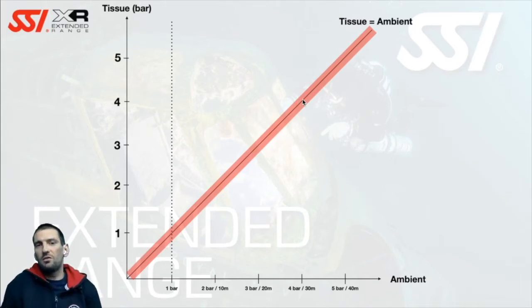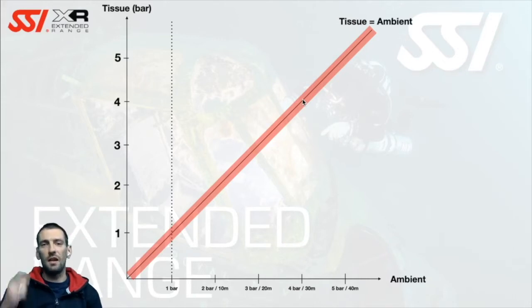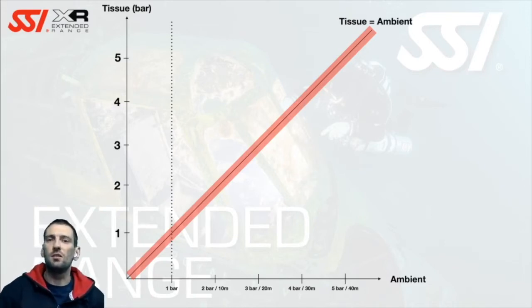So first of all, we know that the tissue now cannot take any more nitrogen or helium or whatever gas we are considering, and it stays like this until we change the depth. Whenever we are on that line, it means that the tissue is in equilibrium with the ambient.